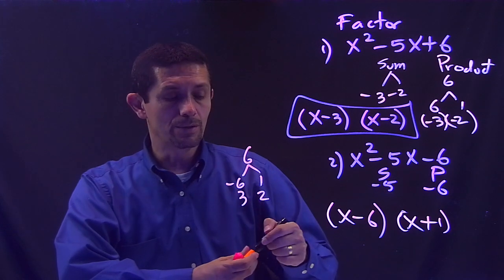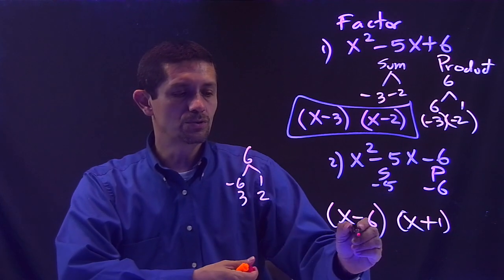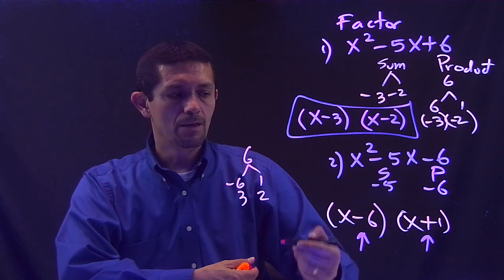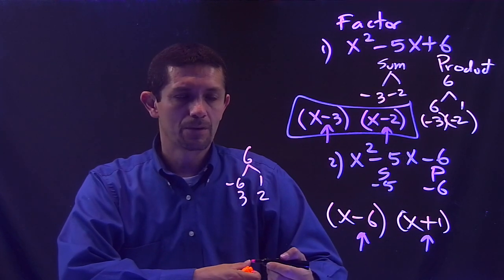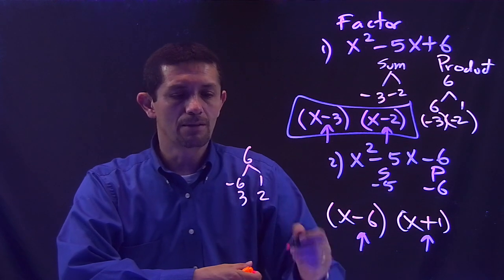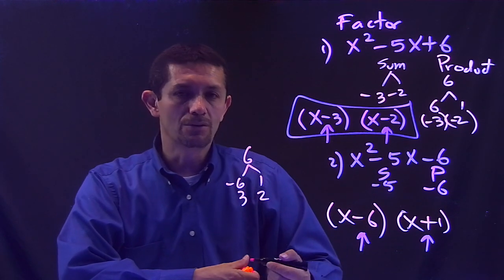So what I'm saying is the following. The trick that I showed you is to know if both numbers are negative, or both numbers are positive, or what kind of signs you're looking for, and then it's easy for you to check for the numbers.